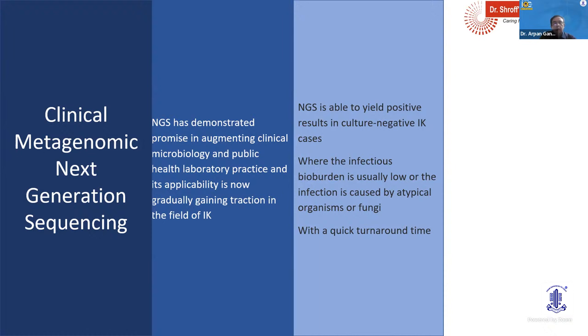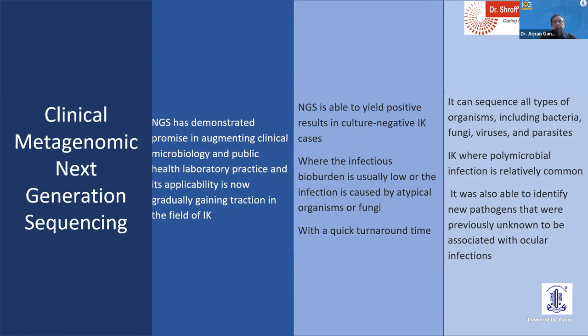it also has a utility when the infection is caused by atypical organisms and fungi. And of course, with a quicker TAT, the turnaround time. It can sequence all types of organisms like bacteria, fungi, viruses, and parasites. Also, it has been known to identify newer pathogens which were previously unknown in causing ocular infections.